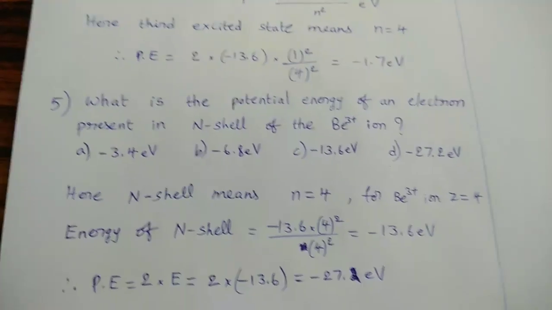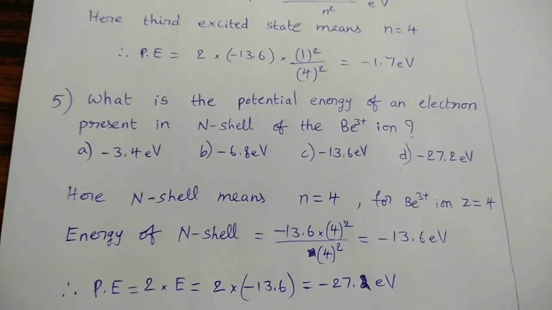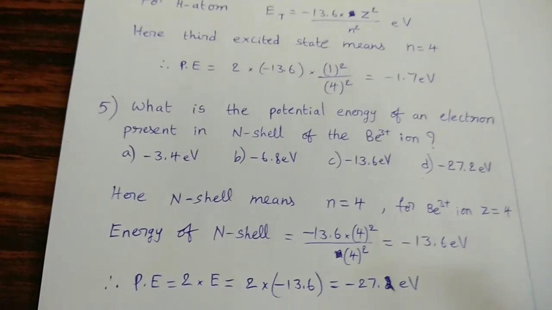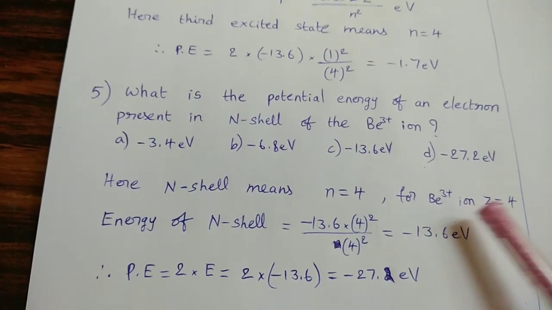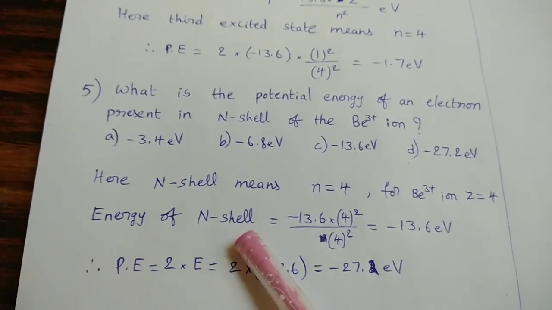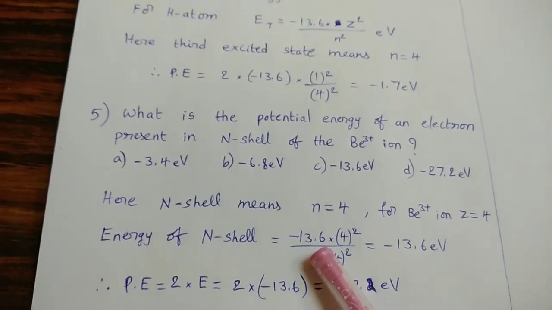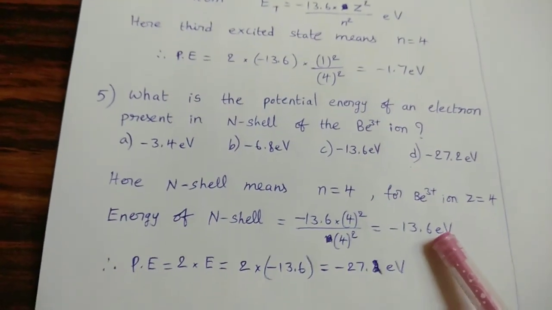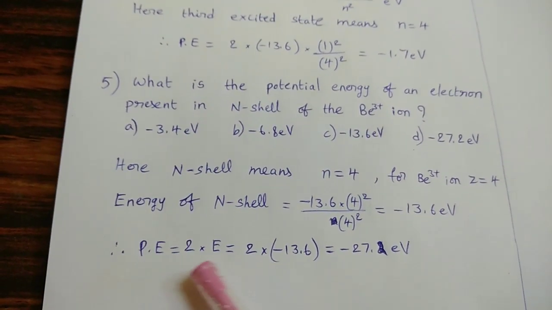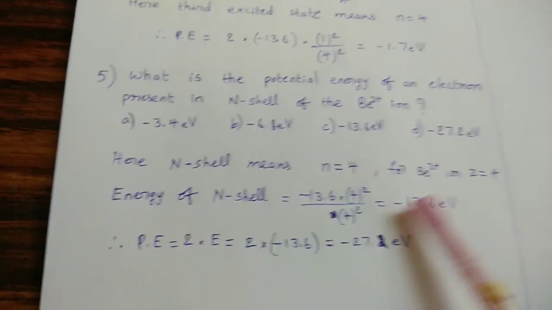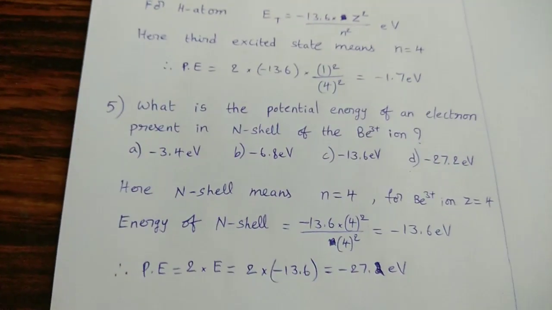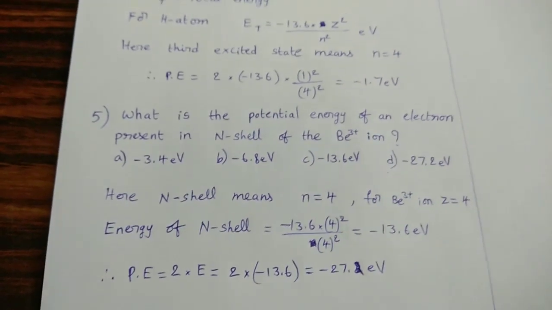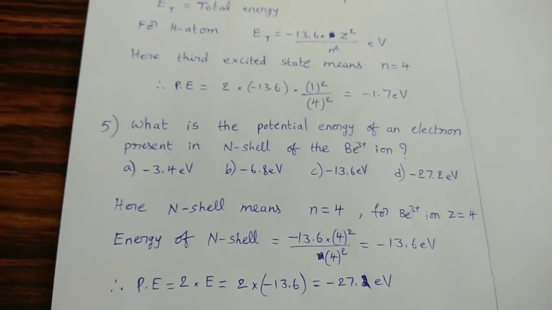Next, what is the potential energy of an electron present in N shell of the Be3 plus ion? Already we know that N shell means n equal to 4, Be3 plus ion, Z equal to 4. So energy of N shell means minus 13.6 into Z means 4 square divided by n square. We can get this one. So potential energy PE equal to 2 into total energy. So 2 into this value, we can get minus 27.2 electron volts. Option D is the answer for this. So practice well. You can get good marks. We will meet in the next class.